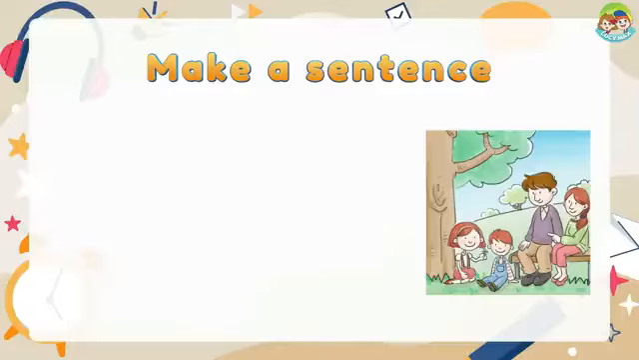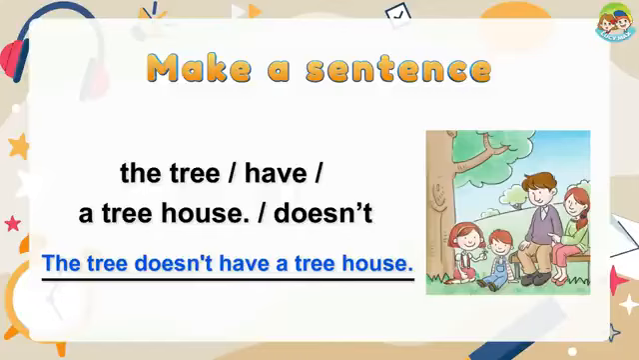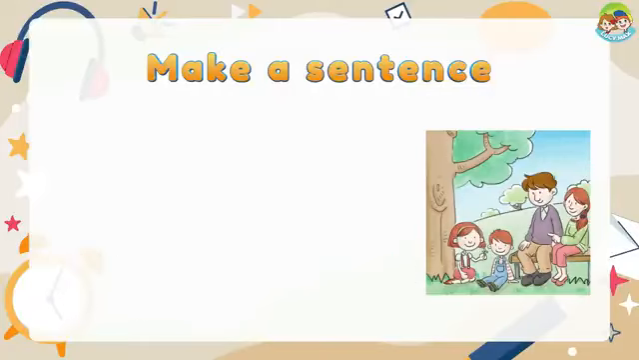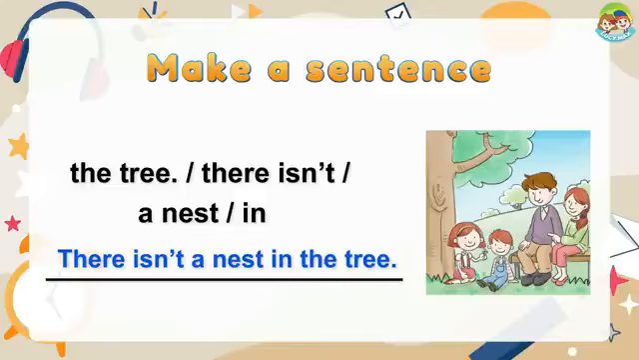Now look at the next one. The tree have a tree house doesn't. The new sentence is, the tree doesn't have a tree house. And the last one. The tree there isn't a nest in. You write the sentence, there isn't a nest in the tree.